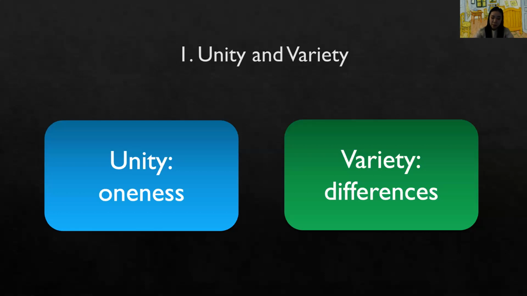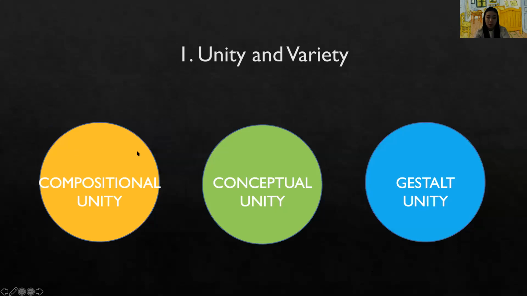So let's remind ourselves of the unity and variety we learned last week. Unity is the sense of oneness, and variety is the differences in art. All artworks include unity and variety together. We learned three unity types. The first is compositional unity, the next is conceptual unity, and the last is gestalt unity.